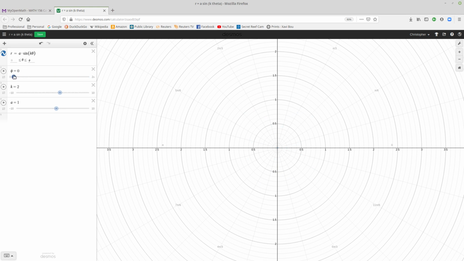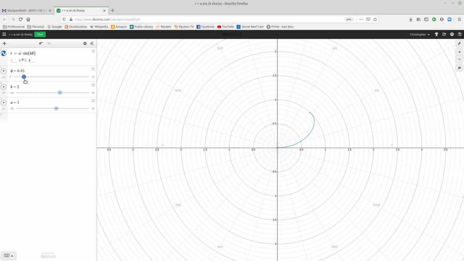Let's see what happens when we do that. First, when I plug in a 0 for theta, I'm going to have sine of 0, which is 0, and so my r value is 0. And as I see this drawn, you can see it started at the origin where the radius is 0, and so that makes quite a bit of sense.